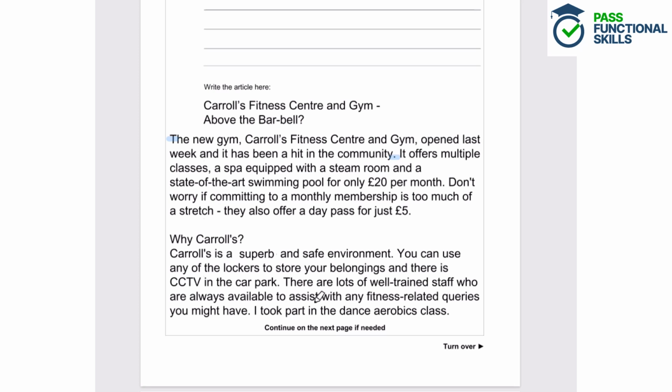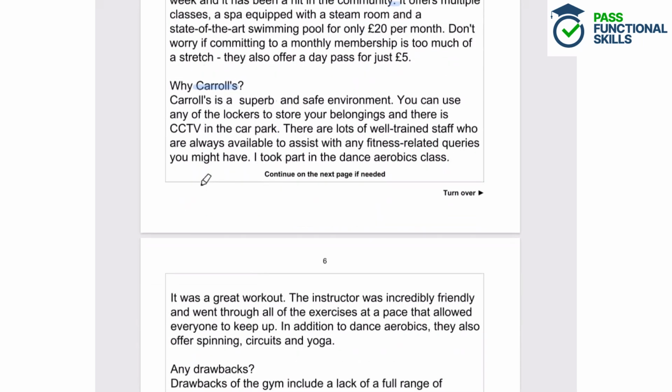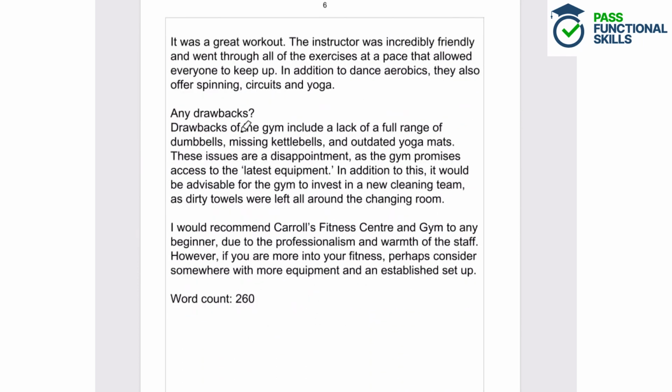We were also using capital letters for proper nouns, including the names of people and companies. So we've got Carroll's Fitness Centre and Gym, that is a company, and Carroll is a name presumably. We've also got capital letters used for an abbreviation here, so CCTV. Do we have any other capital letters? No, we're just mentioning Carroll's Fitness Centre and Gym and making sure to capitalise that throughout the answer.